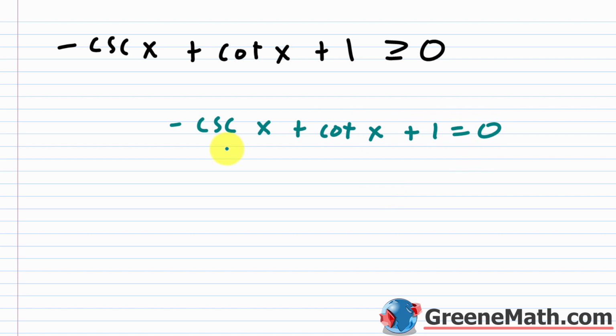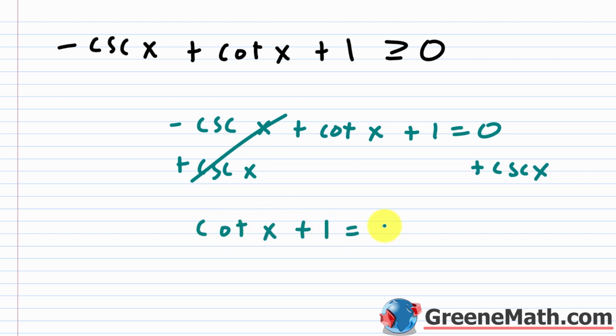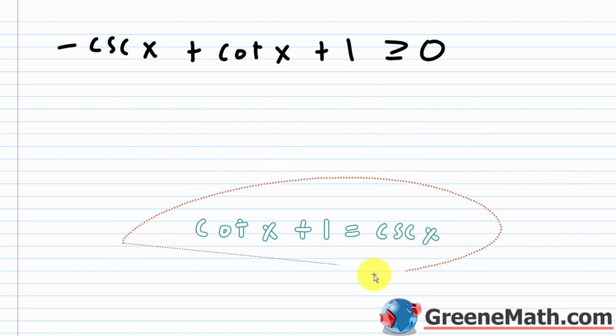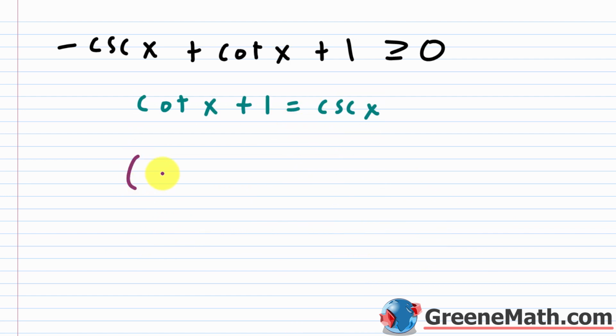The goal here would be to isolate one of these, square both sides, and use an identity. So I'm just going to add cosecant of x to each side of the equation. And so this would cancel. You're going to get that the cotangent of x plus 1 is equal to the cosecant of x. Again, you have to be careful when you square both sides of an equation because you can get extraneous solutions. And in this case, we will. So let's go ahead and square both sides.